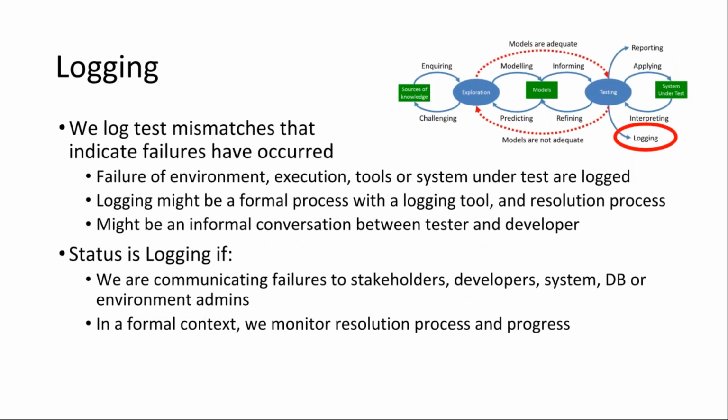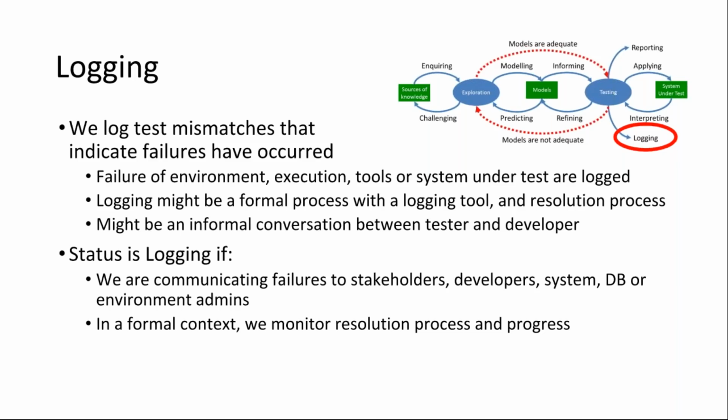Now, logging is the label I would use where we've identified test mismatches and believe that failures have occurred. So logging is what you would map directly to bug reporting or incident tracking in a traditional process. So our status is logging if we're communicating failures to stakeholders and developers and other participants in the project. And it might be that we simply give the nod to the developer across the desk from us and say, look, I think I found a problem here. Let's take a look and decide what to do next.